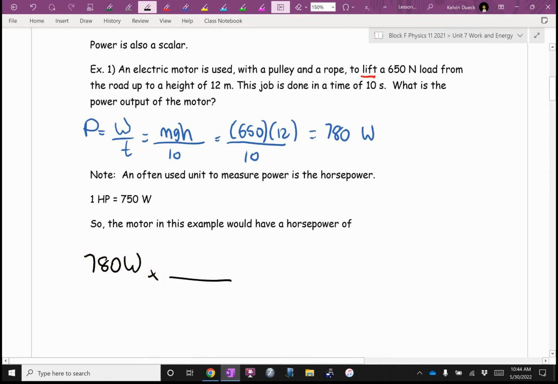And then, Jada, we said you can multiply by a fraction. I want watts to cancel, so where is it going to go in my conversion factor? On the bottom. And on the top, I'll have horsepower, and it looks like 1 horsepower is 750 watts. And this answers the question, Jada, do I times by 750 or divide by 750?